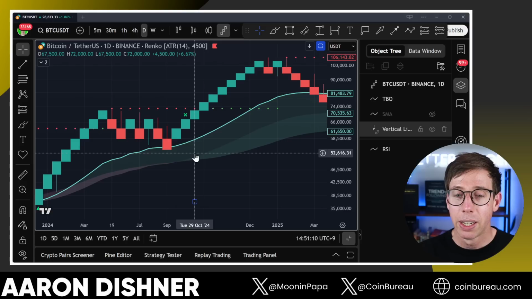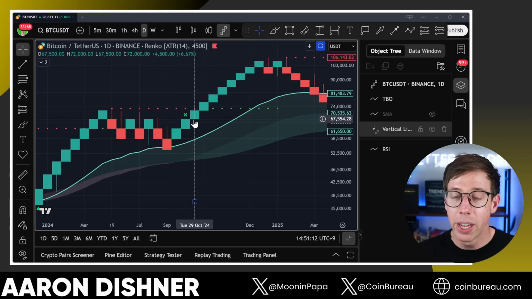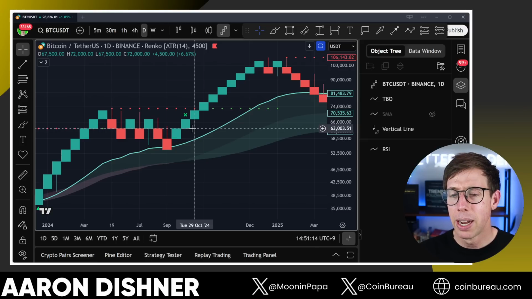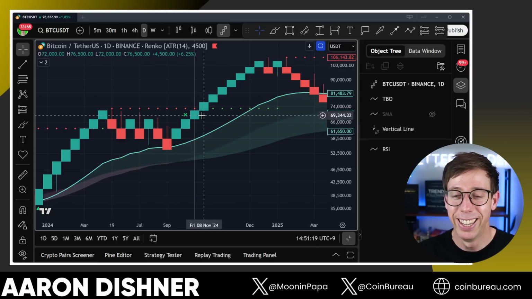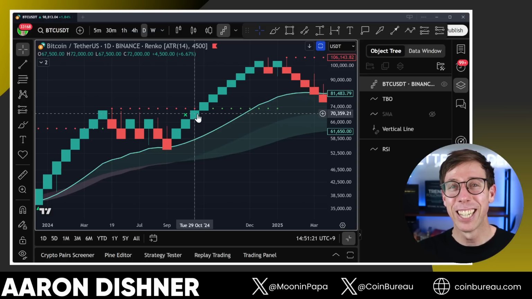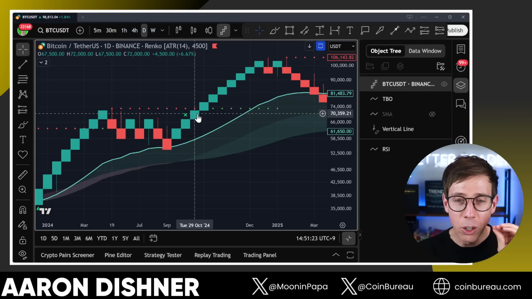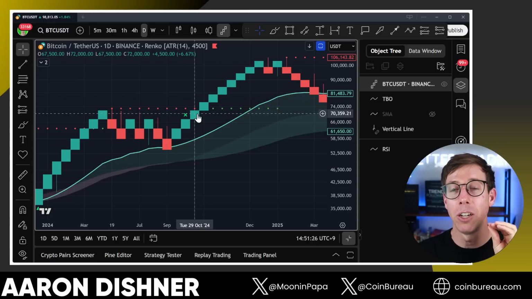One candle here, and this is the daily chart, shows that this is Tuesday, October the 29th, and then the next candle is Friday, November 8th. I thought this is the daily chart. No. Renko blocks are putting Heikin Ashi candles to shame.